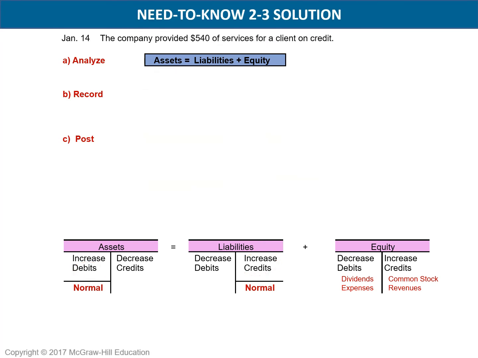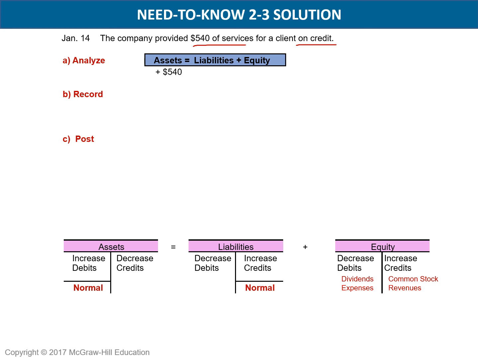All right, so then on January 14th, the company provided $540 of services for a client on credit. So what two accounts are affected? They're providing services, so we'll have our revenue account change. And then they're providing those on credit. And so when we provide services to a customer, we have an account receivable, right? So our revenue account's going to increase and our accounts receivable asset account is going to increase, right?